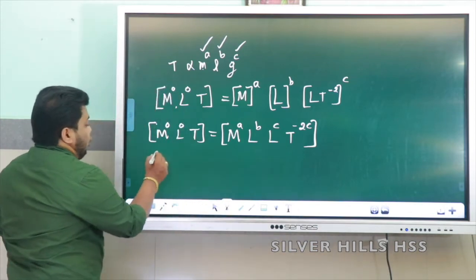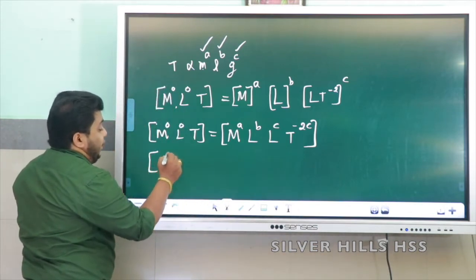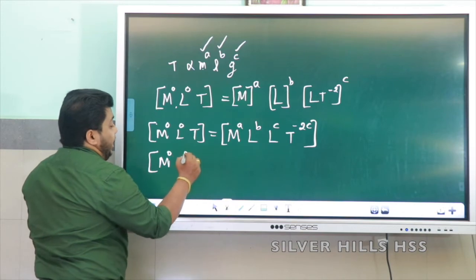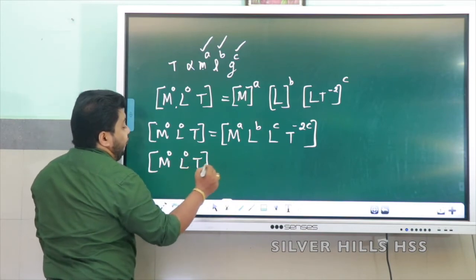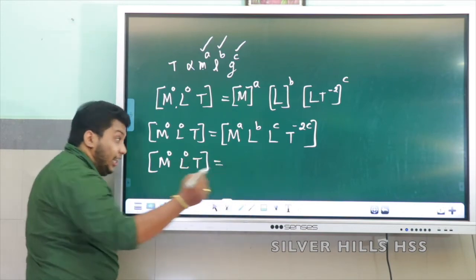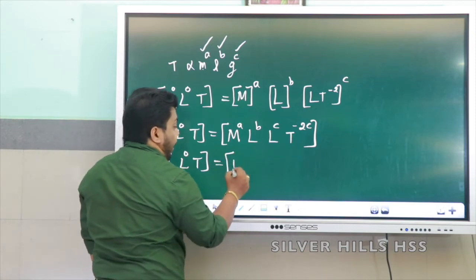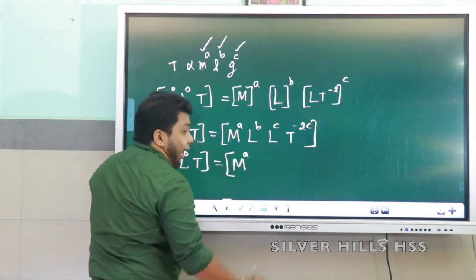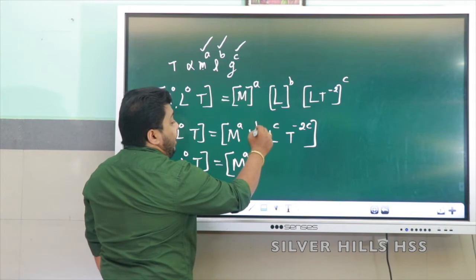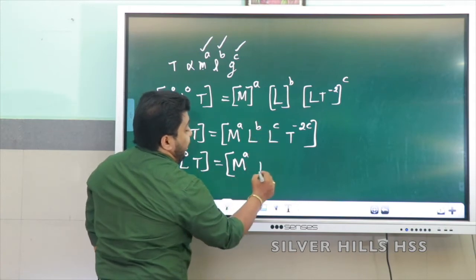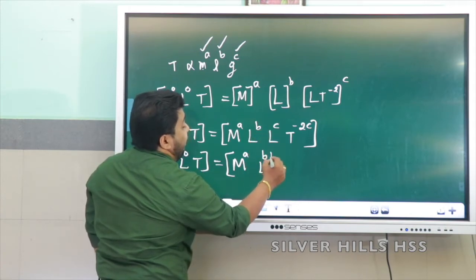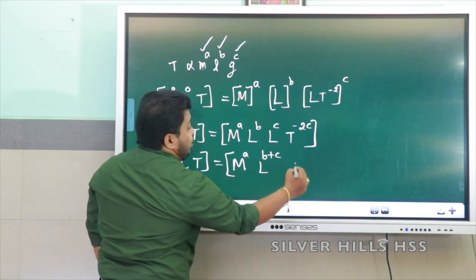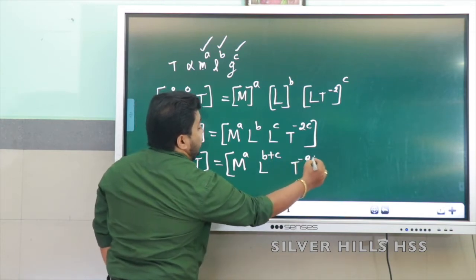Now we can do one more step. M raised to 0, no change. L raised to 0, T. On the left side, we will not make any change. On the right side, we have to make the change: M raised to a, L raised to b into L raised to c. We can add the powers, b plus c, and T raised to minus 2c.